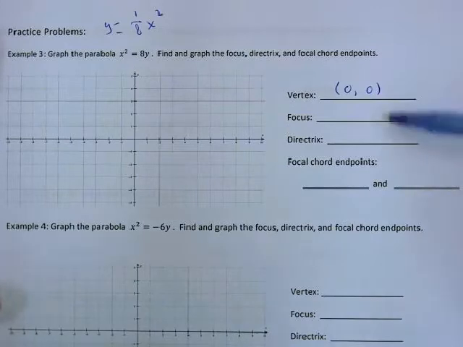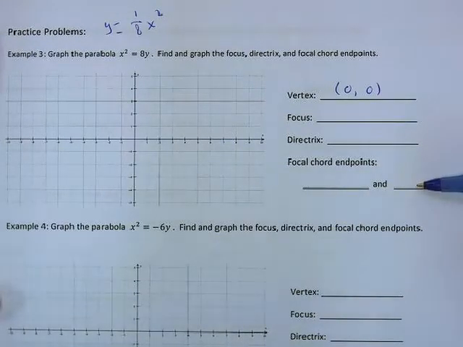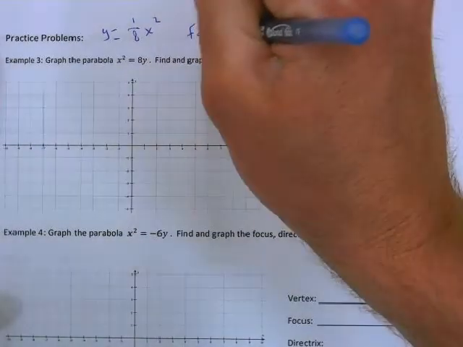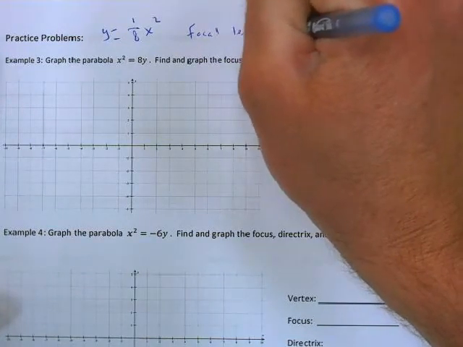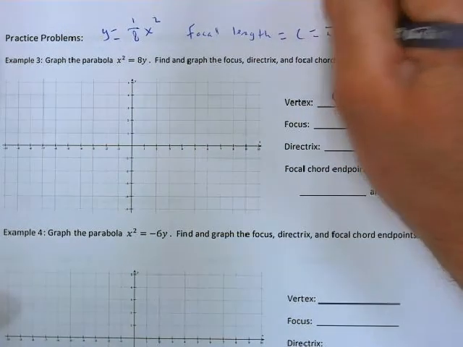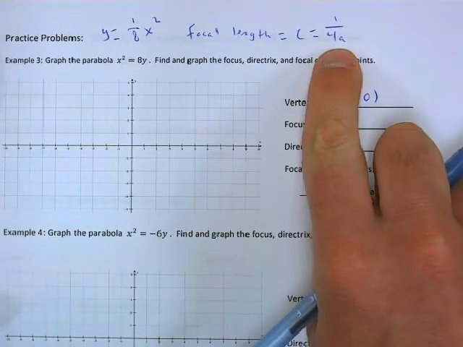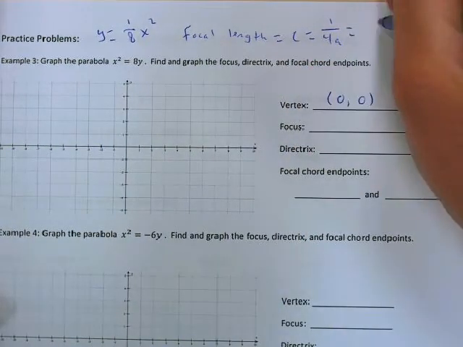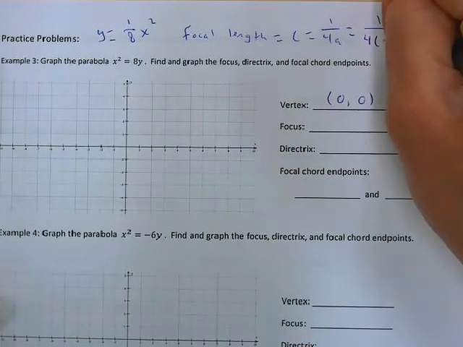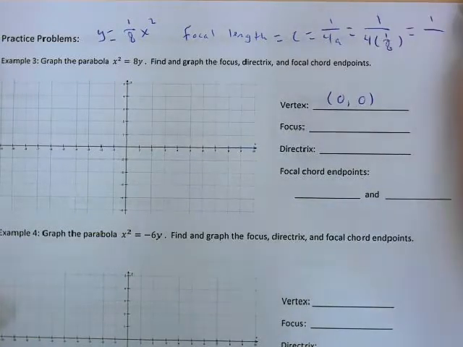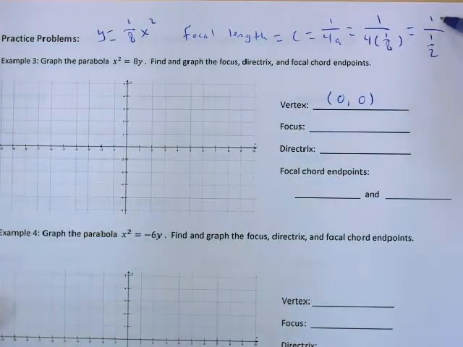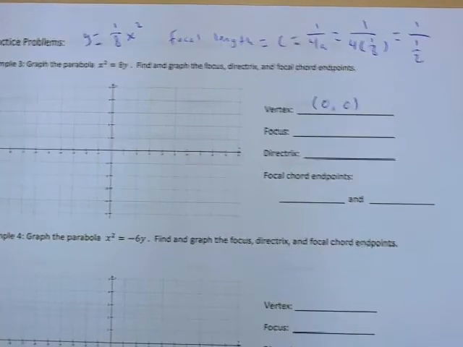All right, and then to find the focus and the directrix and the focal chord endpoints, for all that stuff, I need to know what my focal length is. So we want to find the focal length, which we know is c, and our equation for c is 1 over 4a. You don't need to write all this stuff every time. This is just practice until we get it memorized. And so that's going to be 1 over 4 times my a value, which is 1/8, which gives us 1 over 4 times 1/8, which is 4/8, which reduces to 1/2. And then 1 divided by 1/2 is the same as 1 times 2 over 1, which is 2.